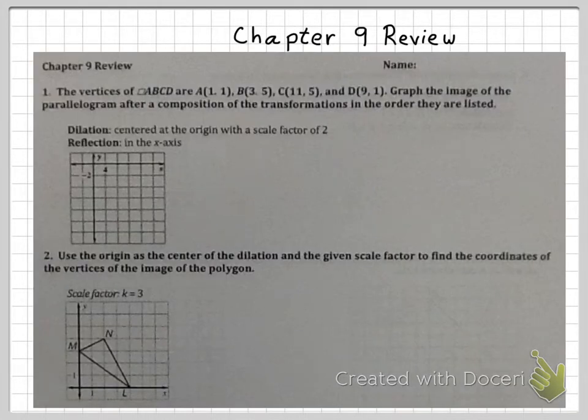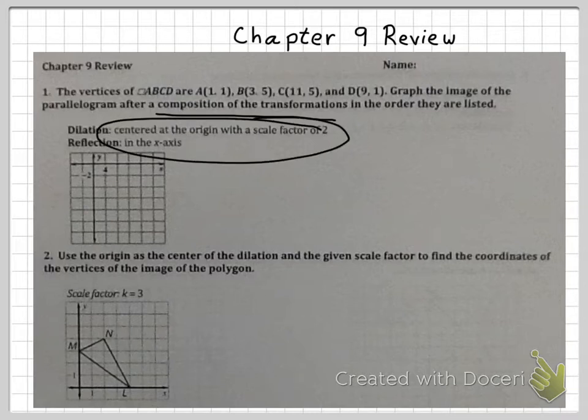Alright, so problem 1. The vertices of parallelogram ABCD are A(1, 1), B(3, 5), C(11, 5), and D(9, 1). Graph the image of the parallelogram after a composition of the transformations. That means it's going to be one transformation, for example the dilation, then we're going to build on that and do a reflection to whatever came out of the dilation. One builds upon the other. That's what it means when you say composition of transformations. Okay, in the order that they are listed.